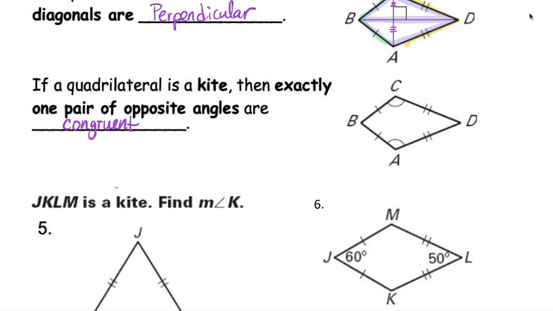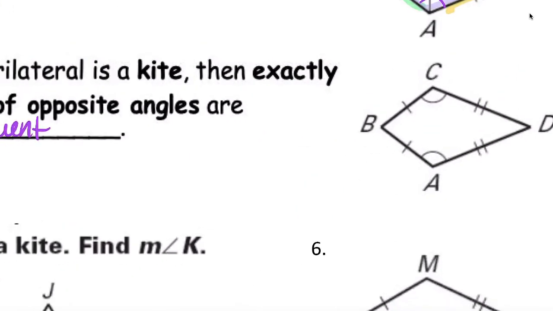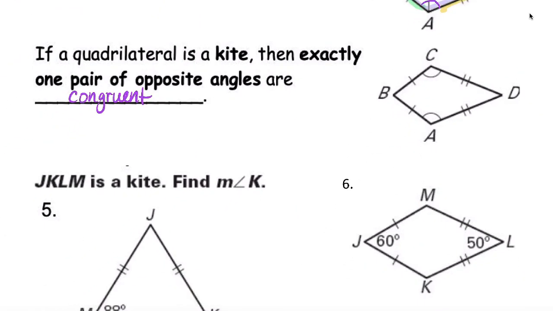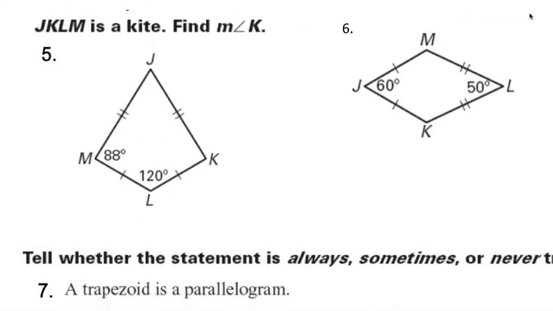In a kite, using, again, those congruent triangles, we would also know that these two angles are congruent to each other by CPCTC. So that is kind of how this other rule comes about, having that one pair of opposite angles congruent to each other. So be on the lookout for those things as you are doing problems involving kites.